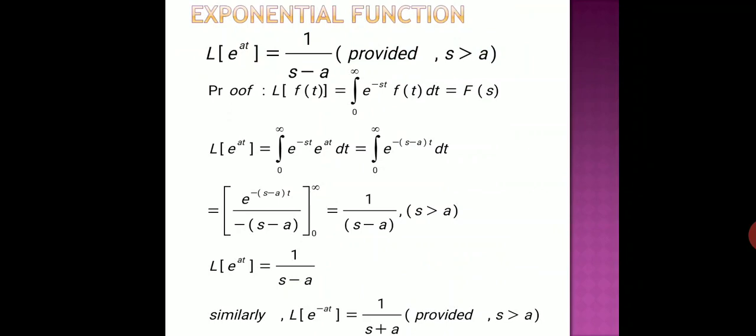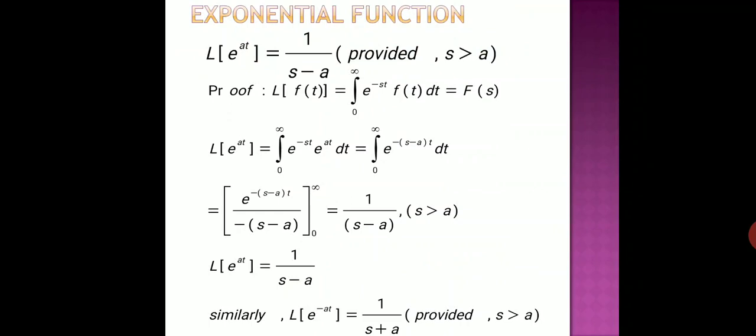In this integration, we combine the two exponential forms into one, which is a function of t. Then we just have to integrate it. In this exponential function, we take the common factor outside: e power minus s minus a into t dt. Integrating, we get e power minus of s minus a into t divided by minus of s minus a. Here the integration variable is t alone, therefore the remaining terms are constants. Negatives are also there.